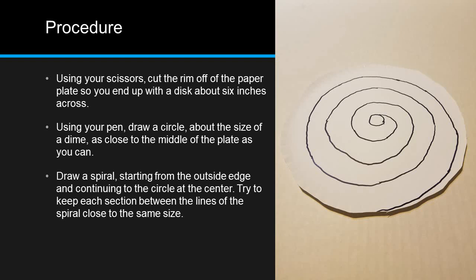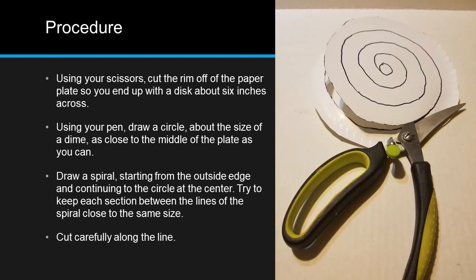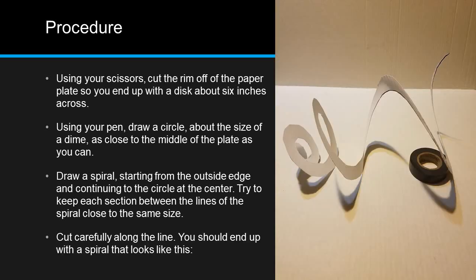Next, draw a spiral starting from the outside edge and continuing to the circle you drew at the center. Try to keep each section between the lines of the spiral close to the same size. Using your scissors, cut carefully along the line you just drew. You should end up with a spiral that looks like this.